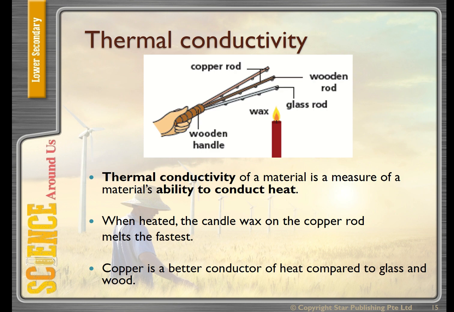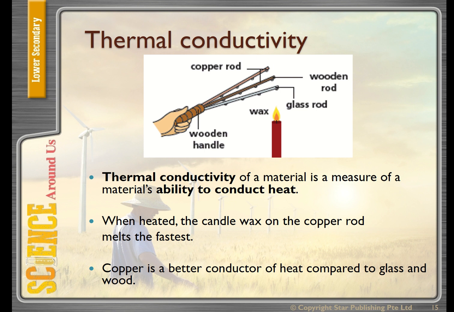Now, what about thermal conductivity then? Previously, we talked about electrical conductivity. Now we talk about thermal conductivity. The word thermal basically means heat. So thermal conductivity basically means the ability of that material to conduct heat. Is it able to transfer heat or not?